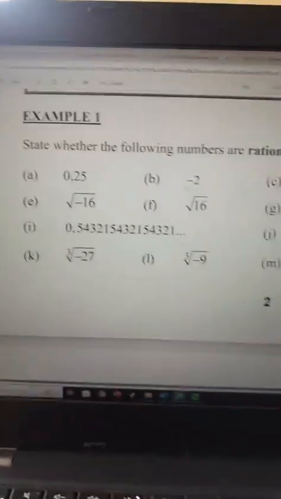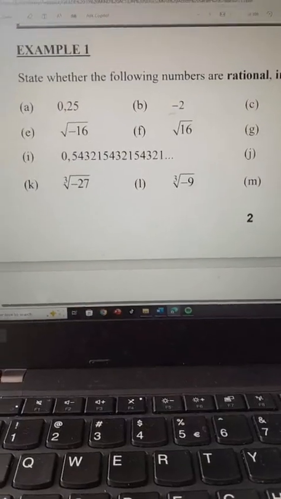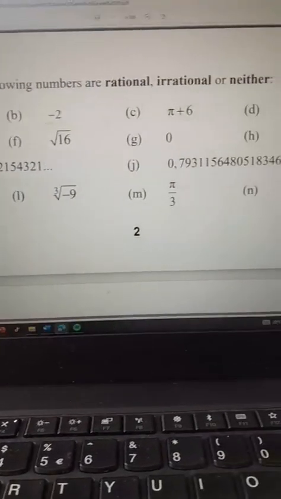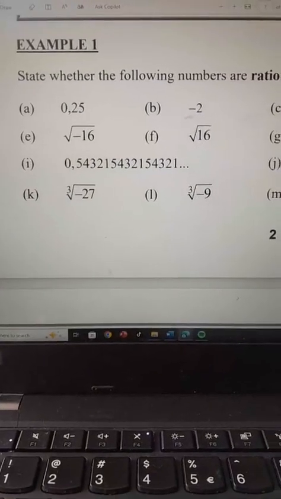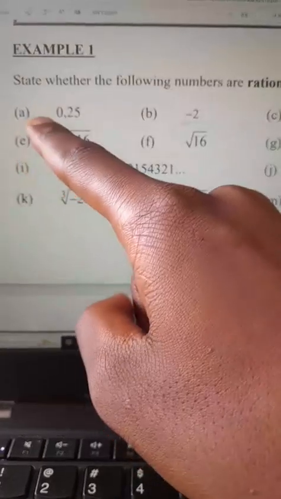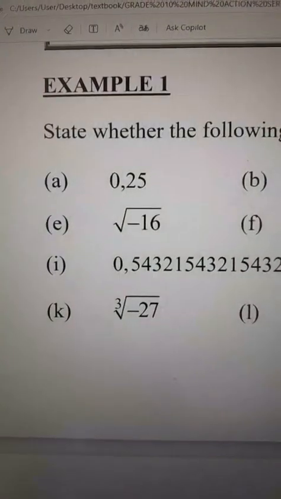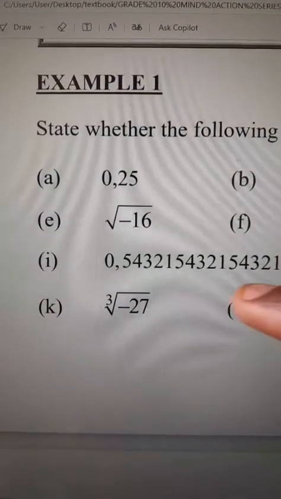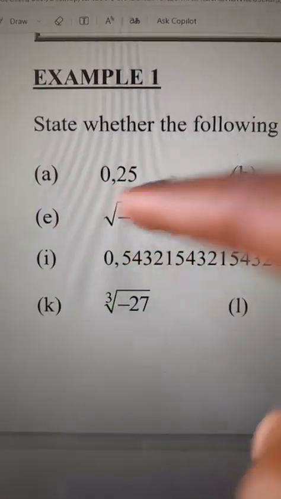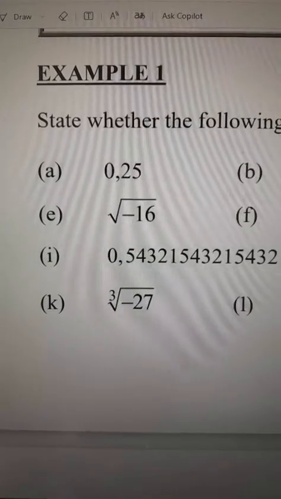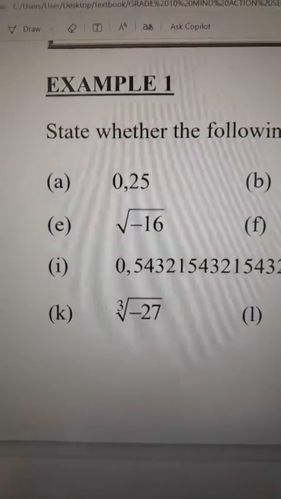I want you guys to actually go ahead and do this, right? This says state whether the following numbers are rational, irrational, or neither. So for A, for instance, you're going to state whether this is rational or irrational. Maybe very quickly before you guys leave, let me know, A, is this 0.25? Is it rational or irrational, or neither?